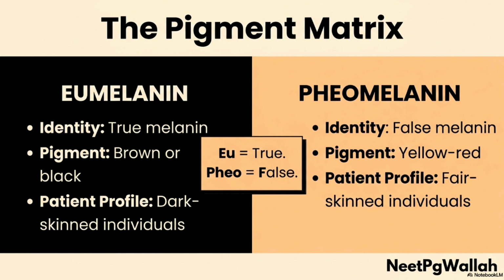On the right, we have pheomelanin. Pheo essentially means false, so this is the false melanin, producing the yellow-red pigment responsible for coloring in fair-skinned individuals. Your underlying skin tone is basically determined by the exact balance of this true and false cargo.